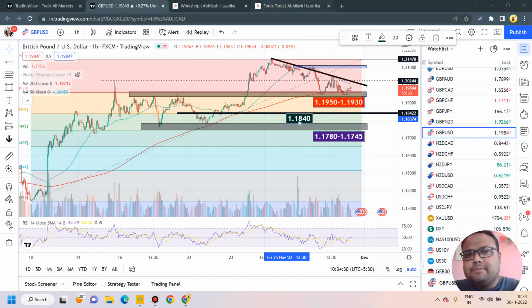So my dear friends, this is my analysis. I can be wrong as well, so please follow proper risk management. No trader is 100% accurate, so do not gamble with your hard-earned money.